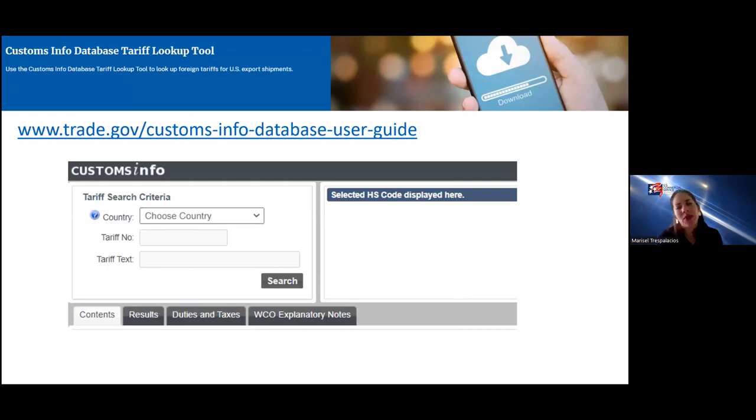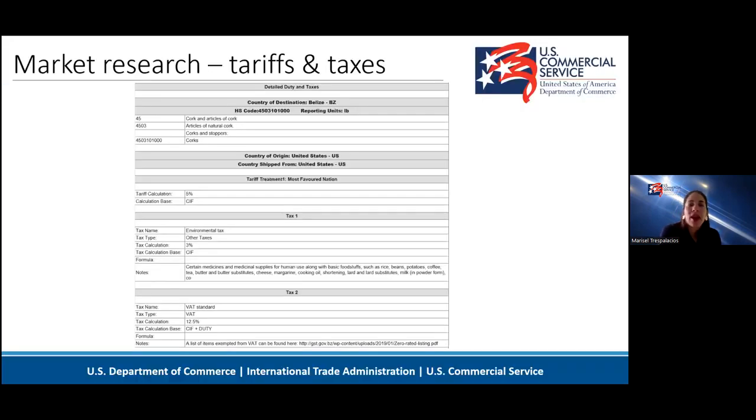I would do a live demo, but it would take so much more time. So I did screenshots instead. You put in the country you want to ship into, the tariff number, the tariff text, and you will identify that product that you want to export. And then it will bring out this report. In this case, I use the example of Belize, Central American country, and I use the HS code that you see there on the top, which is the equivalent of corks. Let's say that you want to export corks to Belize.